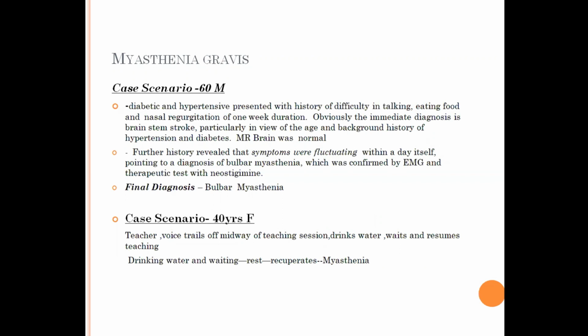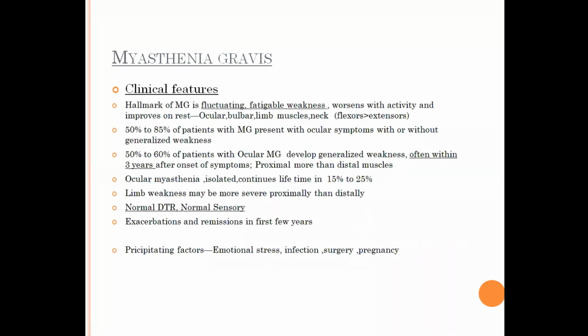Same thing you can extrapolate to various other things. For example, a teacher or a singer. After a few minutes, they get exhausted and then the voice trails off. So they drink water, wait for a few minutes, they resume. But again, it is because of the reaccumulation of acetylcholine. So in simple words, myasthenia is a weakness of the muscle, whichever is active. Whatever muscle is active, it gets fatigued and the patient has got motor weakness.